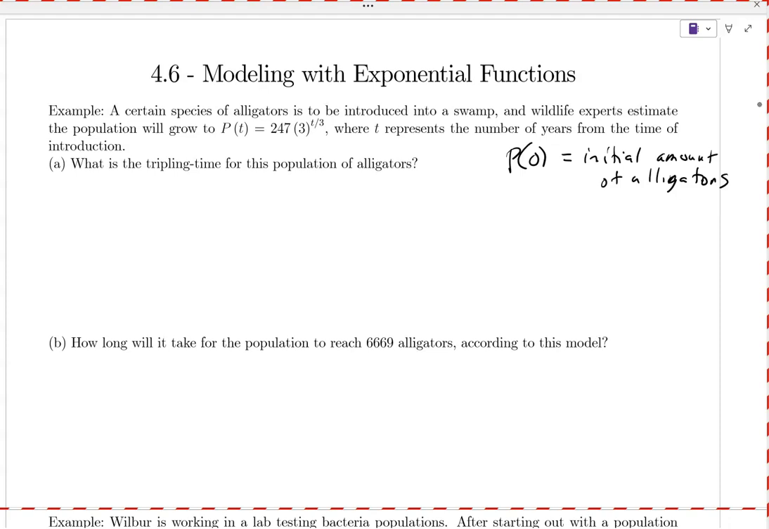What is it going to be in this case? Well, that's 247 times 3 to the 0 over 3 power. 0 over 3 is 0. 3 to the 0 power is 1. So this simplifies to what? 247. Good.